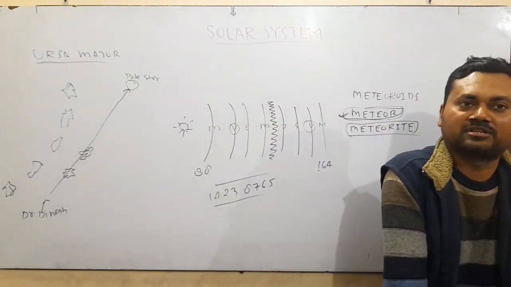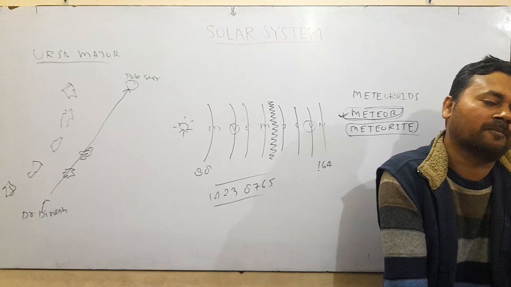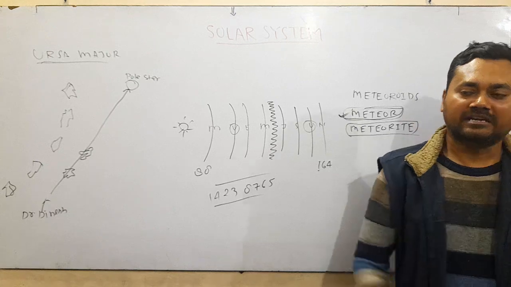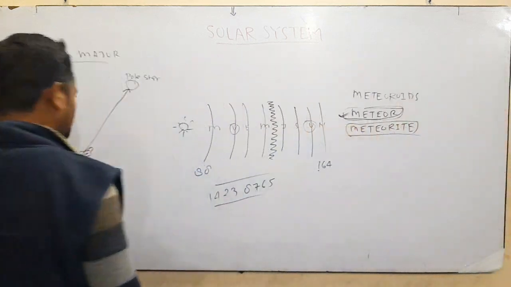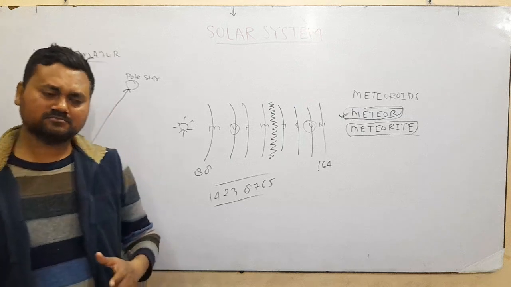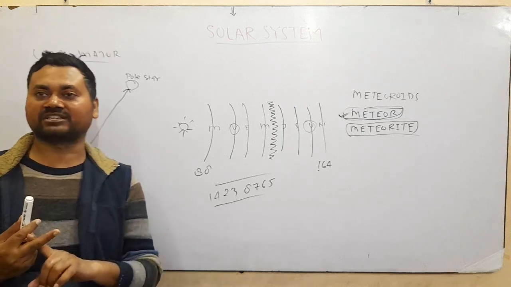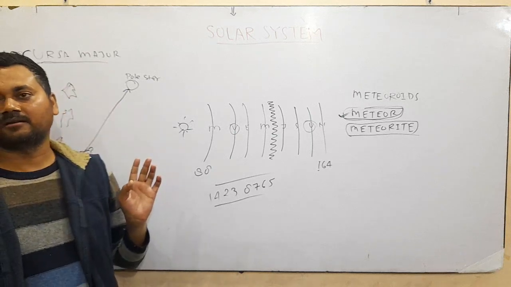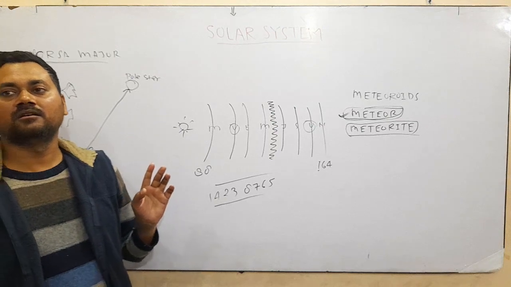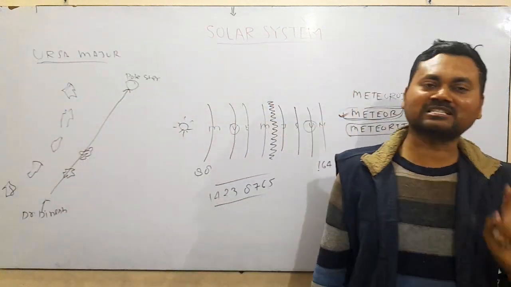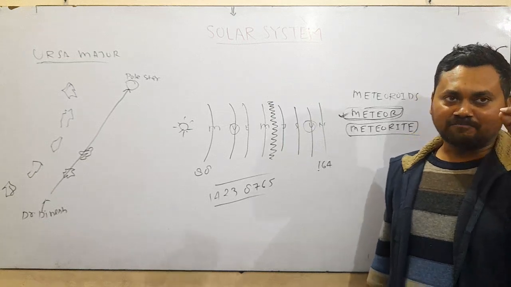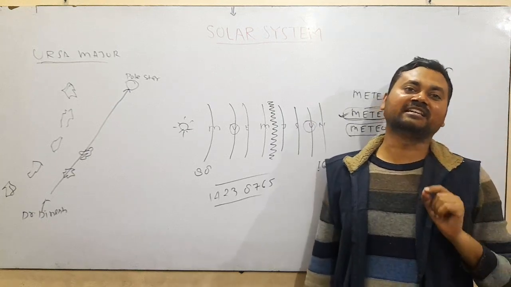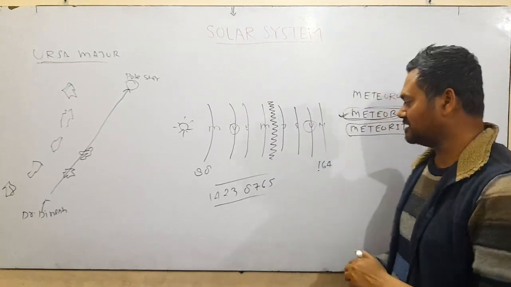The last thing of my today's lecture is why Pluto has not been accepted as a planet. The International Astronomical Union has given three conditions in order to decide anything as a planet. The first condition is that the planet should be spherical in nature. Planet should be spherical.